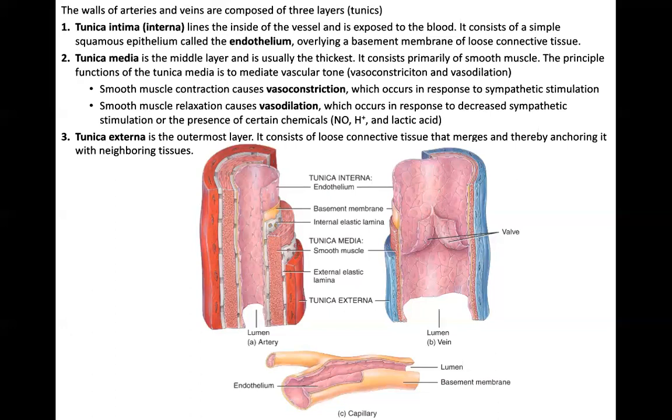NO, we learned previously, is nitric oxide, along with hydrogen ions and lactic acid. Those are all chemicals that will cause blood flow to increase because of the vasodilation. As far as the outer layer, the tunica externa, there's really not much physiologically important that I want to talk about, other than that it's just there to help hold the blood vessels in place.